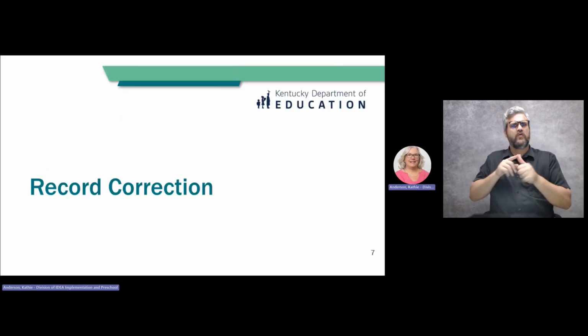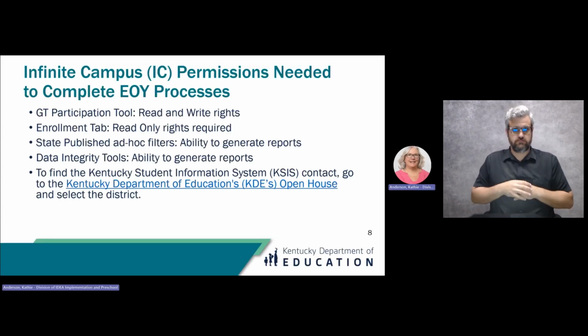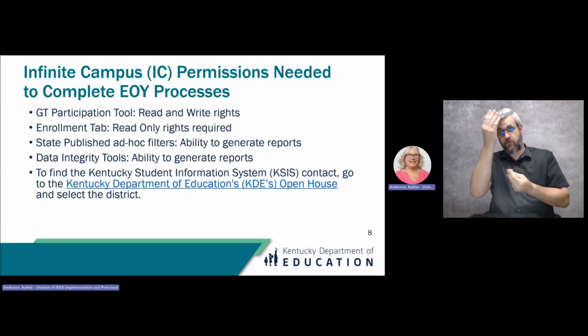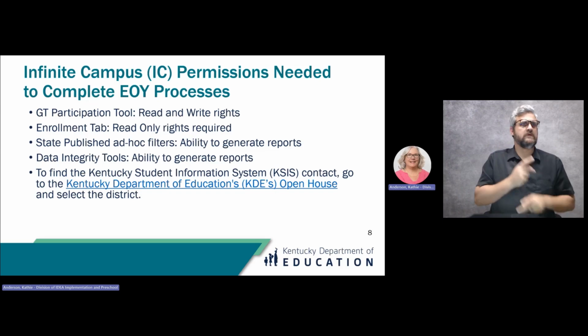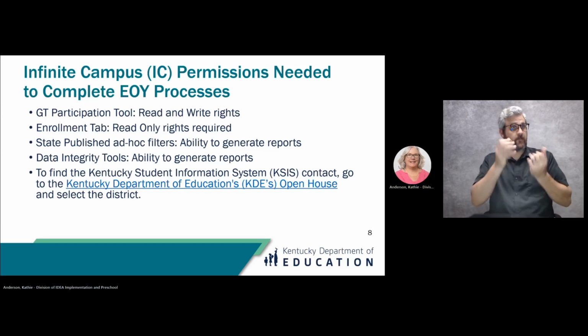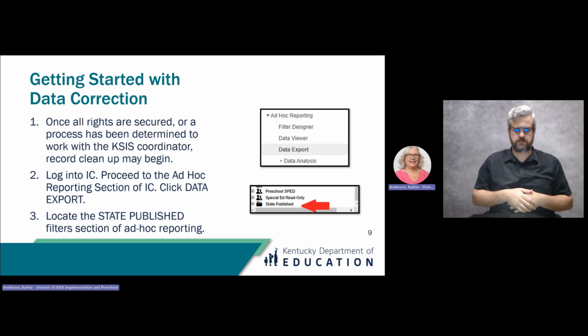The first step in the process is records correction. To correct GT records, staff may need to work with the Kentucky Student Information System CASIS contact. You may need to work with the CASIS contact or someone with rights to the ad hocs to ensure data in the system is correct because some districts are cautious in giving rights to multiple sections. To get started, secure the necessary rights or contact your CASIS person to work with you.